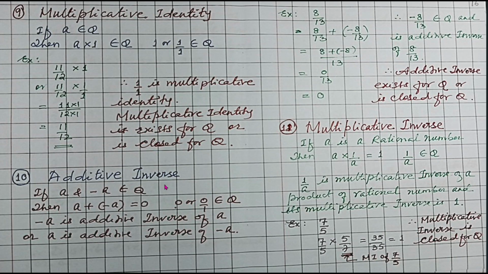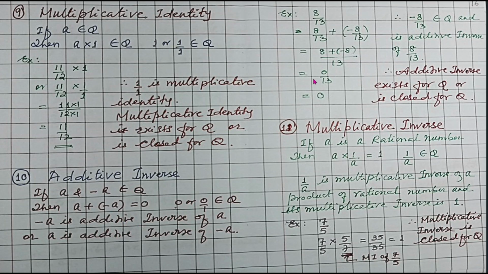The next important property is additive inverse. We already know what is additive inverse. When A is a number and minus A is its additive inverse, when we add them, that is when A is added to minus A, we get 0. The minus A is additive inverse of A, and A is additive inverse of minus A. So please remember that, and this is closed for a set of rational numbers.